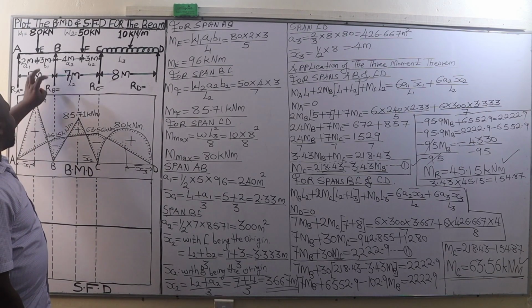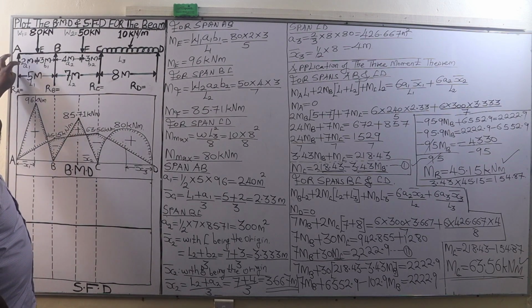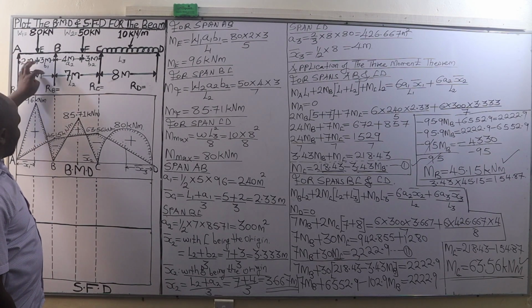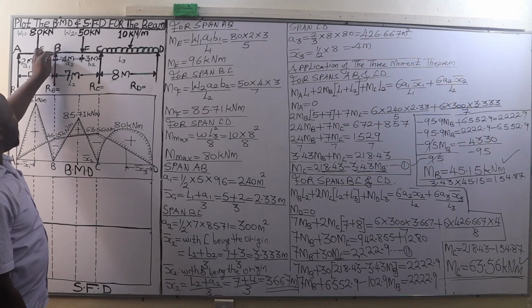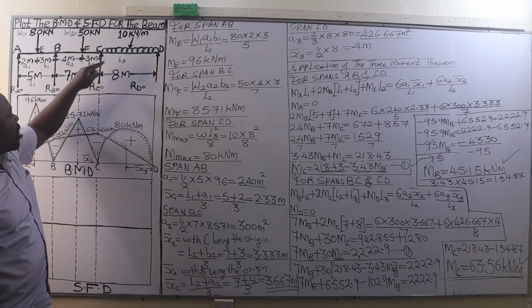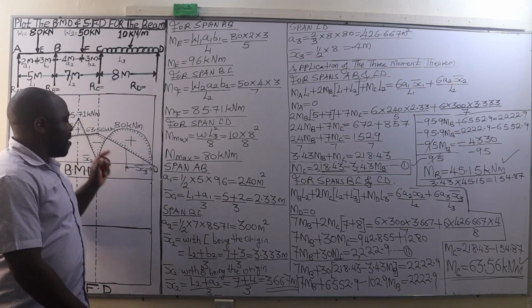The bending moment at support B is negative because when our beam bends, it is going to sag between A and B, which is positive, and at B and C, it is going to hog, which is a negative bending moment. Very good.